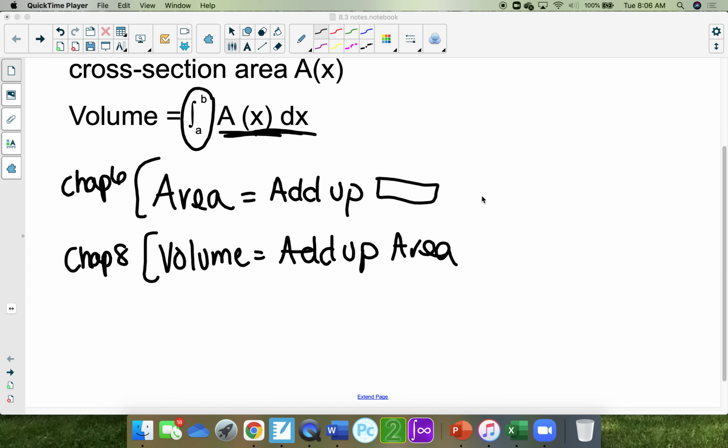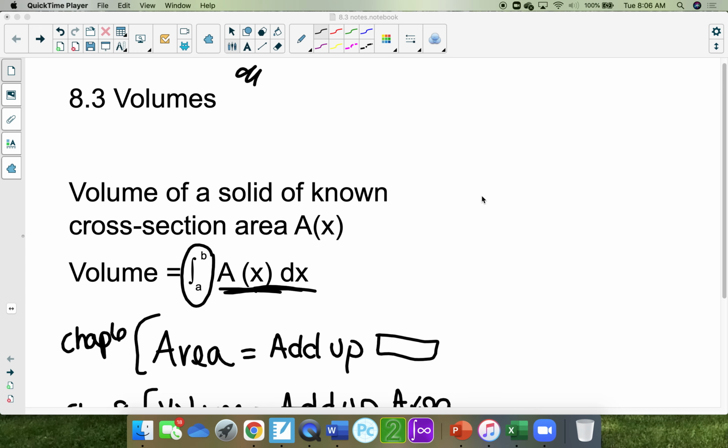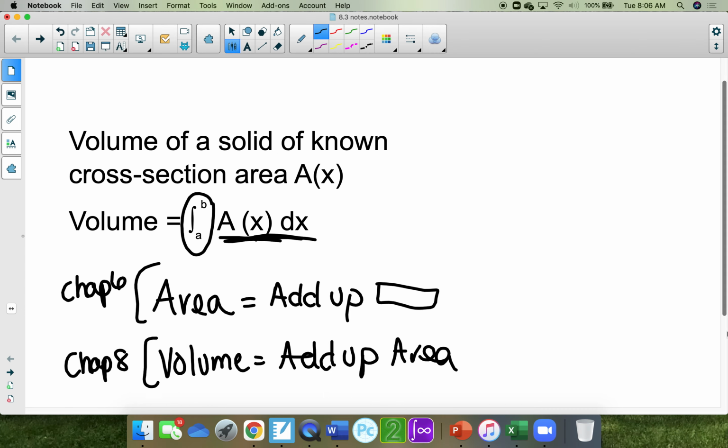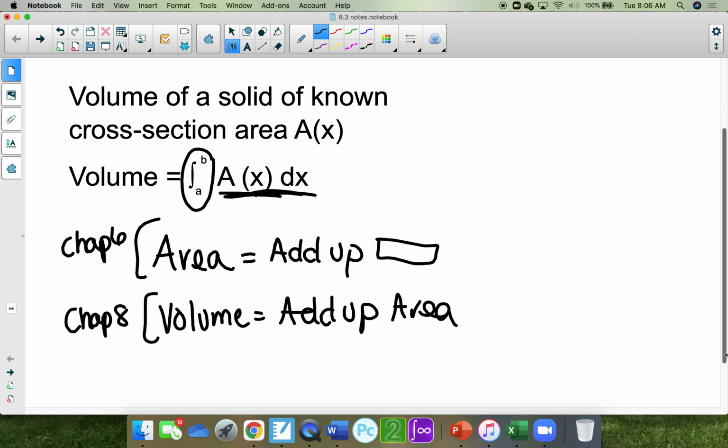Okay, 8.3, we're going to learn how to find the volumes of a certain area. And to find the volume, in chapter 6, we learned how to find the area by adding up a whole bunch of rectangles. Now in chapter 8, we're going to find the volume by adding up a whole bunch of areas.